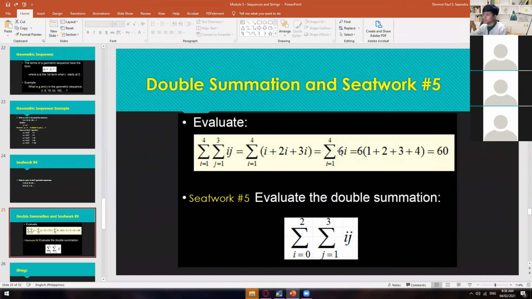So 6, which is this one, and then your I here is a summation of 1 to 4. So times 1 plus 2 plus 3 plus 4. And then if you simplify this one, you will get 60. Okay, so that's how you simplify a double summation. This one is actually quite simple.